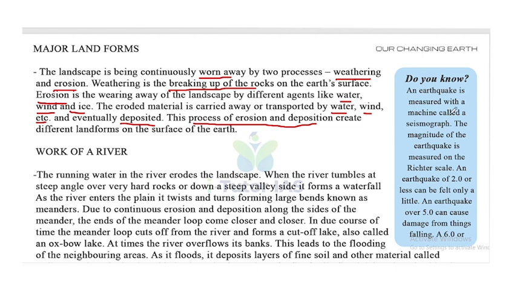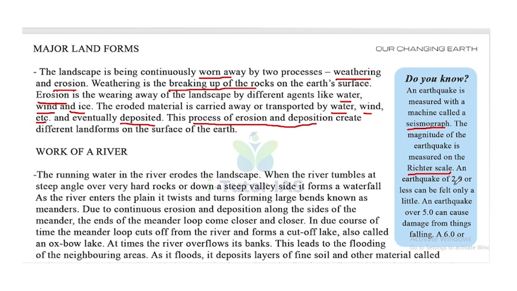Look at this. Do you know an earthquake is measured with a machine called a seismograph? The magnitude of the earthquake is measured on the Richter scale.